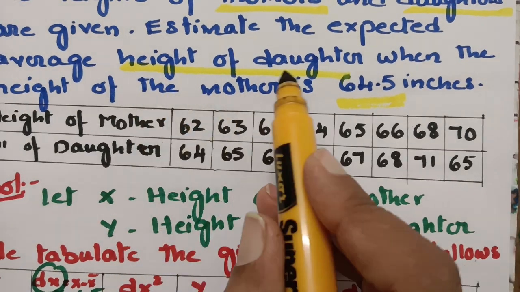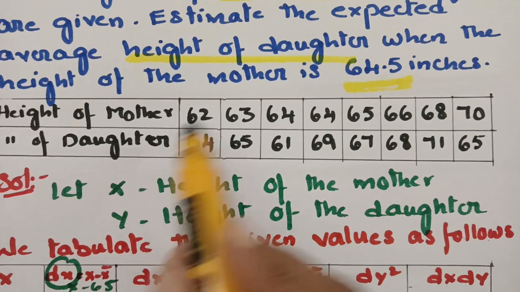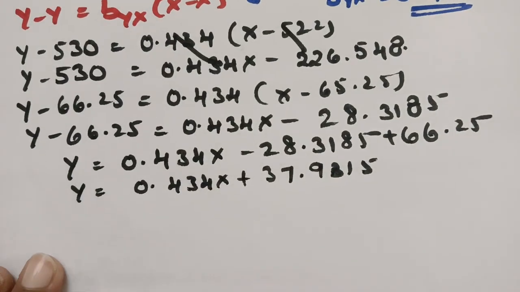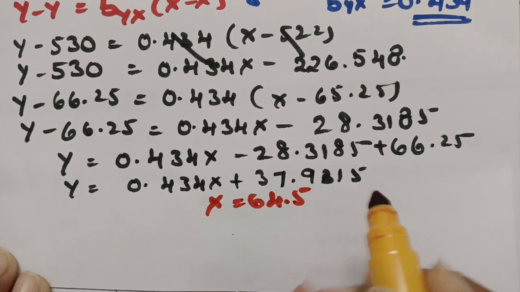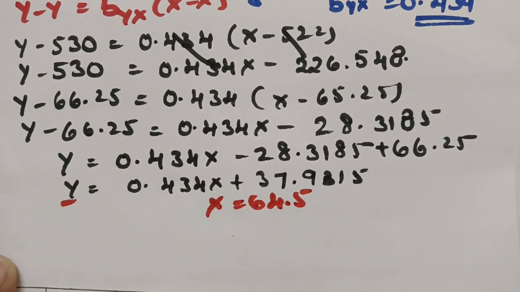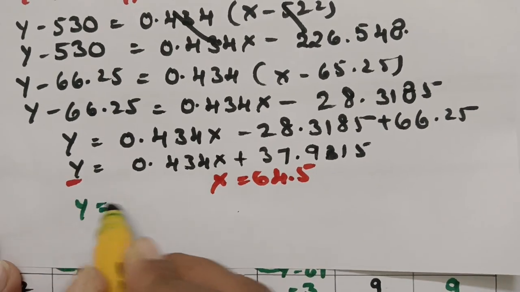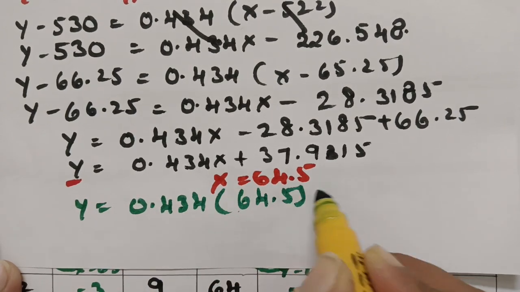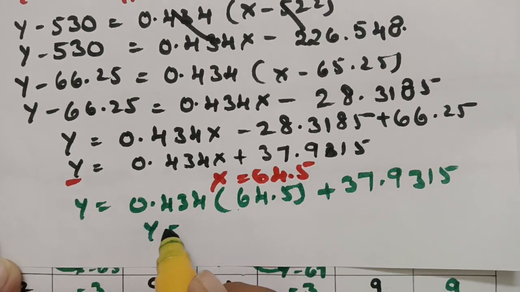So we have to find the height of the daughter. Height of the daughter here is the y value. We need the y value when the x value, the height of the mother, is given as 64.5. When you substitute the height of the mother as 64.5, what will be the height of the daughter? So now if I substitute here, y is equal to 0.434 into 64.5 plus 37.9315.